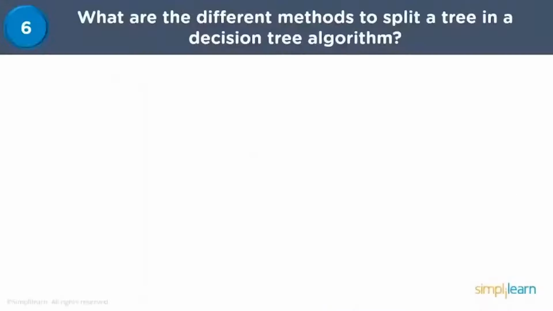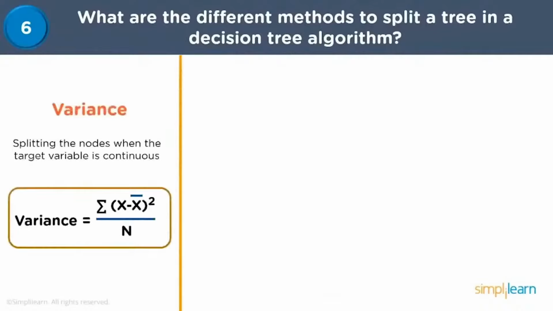Now coming to the 6th question, what are the different methods to split a tree in a decision tree algorithm? There are 3 methods to split a decision tree. First we have variance. Reduction in variance is an algorithm that is used for continuous target variables. This algorithm uses the standard formula of variance to choose the best split. Here you can see the standard formula of variance, which is the summation of x, that is all the individual points, minus x bar, which is the mean, squared, divided by the total number of observations. The split with lower variance is selected as the criteria to split the population.